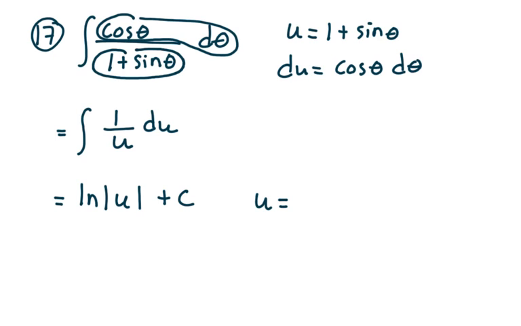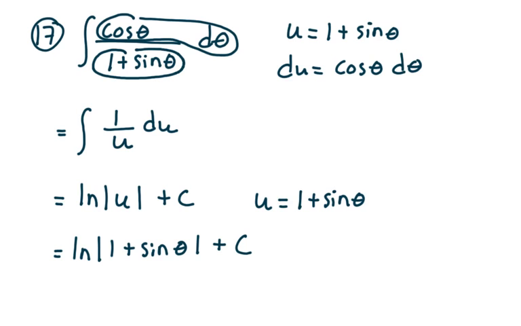But remember, u is 1 plus sine theta. So this is natural log of the absolute value of 1 plus sine of theta plus c. That's how we do 17. Let's take a look at 20. Suppose I have the integral of e to the negative 5r dr.